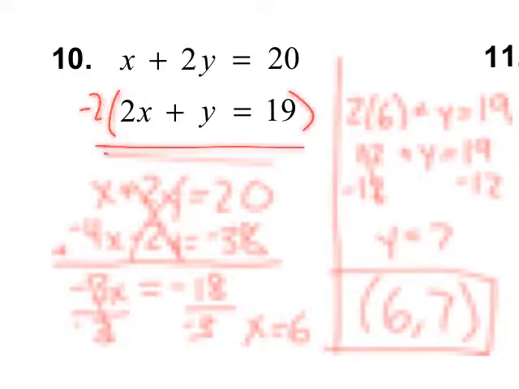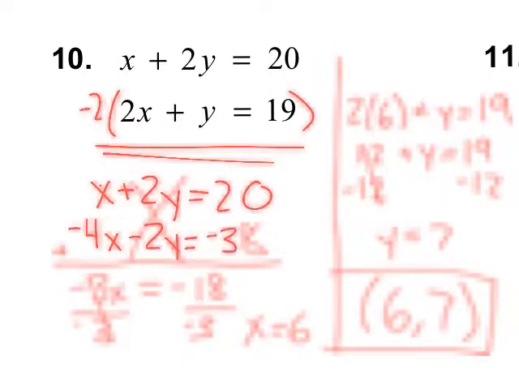So top equation stays the same: x plus 2y equals 20. Bottom equation gets multiplied by negative 2. So we have negative 4x. 2 times negative y is minus 2y. 2 times negative 19 is negative 38. Okay, now I have opposites. Now I'm ready to add down.